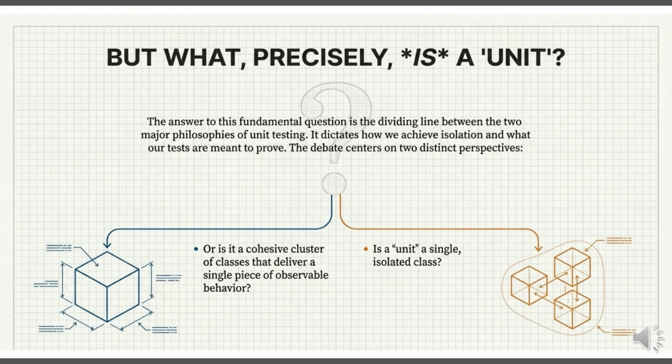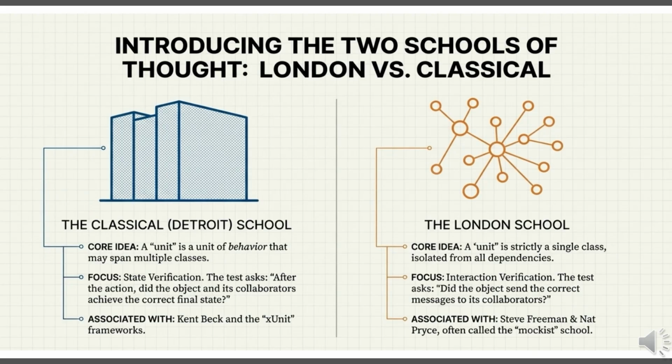It's a philosophy. There are two major schools of thought in unit testing: the classical school and the London school. Classical says a unit is a behavior, even if it spans multiple classes. It focuses on state. Did the system end up in the right condition after the action? London says a unit is a single class. It focuses on interaction. Did the class send the right messages to its collaborators? Two schools, two philosophies. Same goal: reliable software.